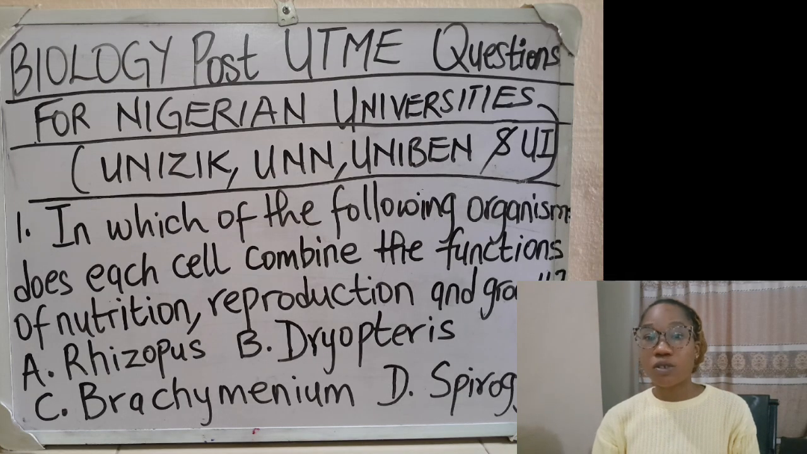Let's go to question number 1. It says, in which of the following organisms does each cell combine the functions of nutrition, reproduction, and growth? Option A, we have Rhizopus. Option B, we have Dryopteris. Option C, we have Brachythecium. And option D, we have Spirogyra.